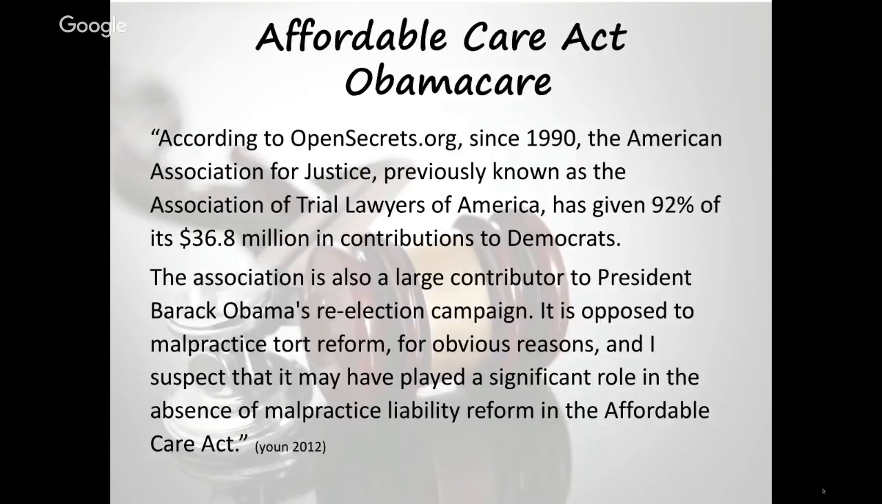According to the Open Secrets Organization, which is a nonprofit, since 1990, the American Association for Justice, previously known as the Association of Trial Lawyers of America, has given 92% of its $36.8 million in contributions to Democrats. The association is also a large contributor to President Barack Obama's re-election campaign. It is opposed to malpractice tort reform for obvious reasons, and I suspect that it may have played a significant role in the absence of malpractice liability reform in the Affordable Care Act.